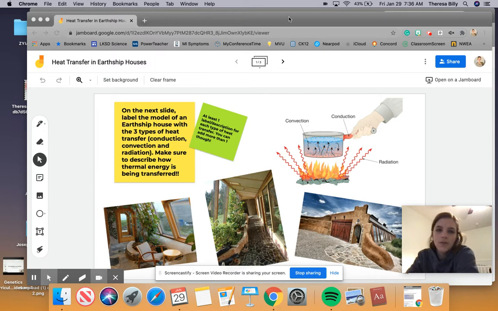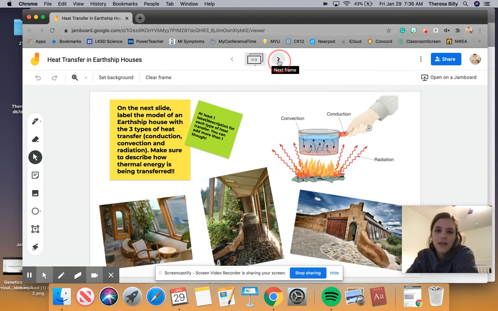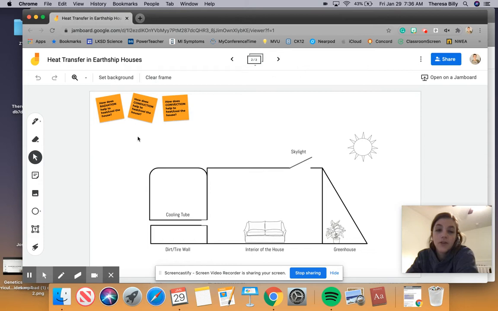On the Jamboard that you open up, the slide in the middle, slide number 2, is your model of an Earthship house. It's kind of an average model of all of the models that you guys created. Here's the overview, in case you forgot what an Earthship house is. In the front of the house, we have this greenhouse-like structure. It's mostly made of glass, and it faces the direction where the sun is most likely going to give it the most intense sunlight.